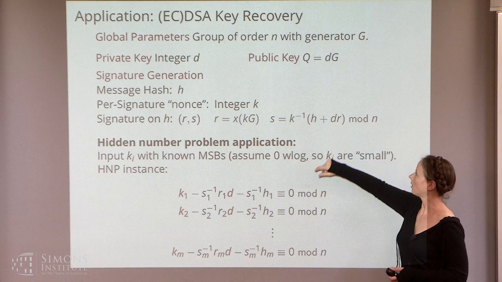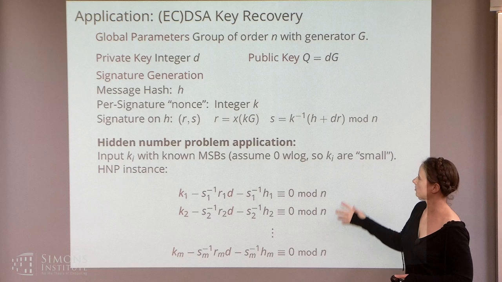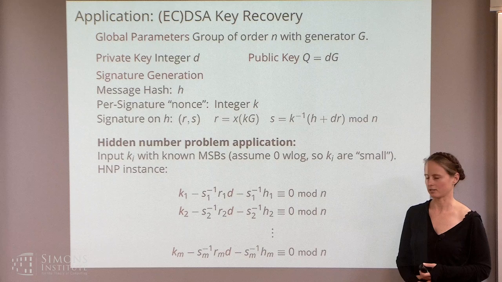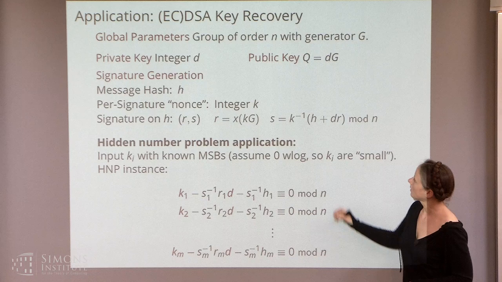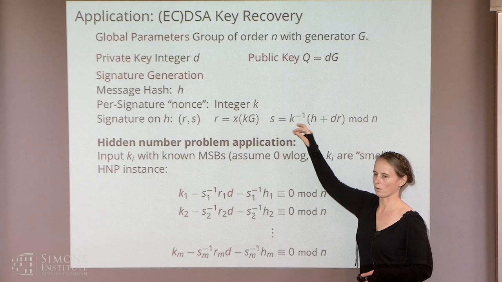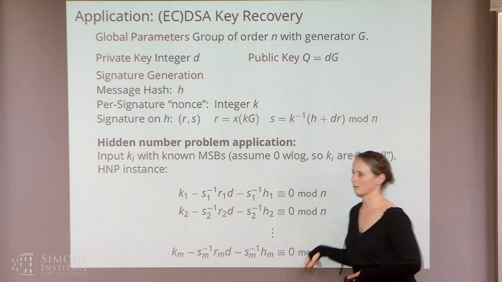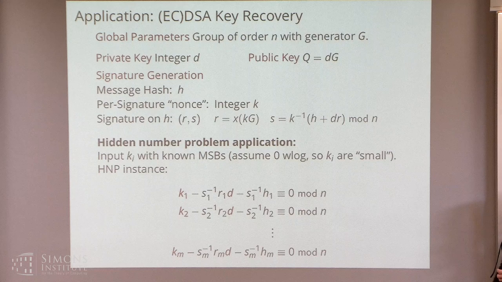And so you have some unknowns, which are here in your secret key. If you get a bunch of DSA or ECDSA signatures, you get a sequence of linear equations that maps exactly into the hidden number problem. So if somebody screws up in generating their signature nonces, or they reveal some of the most significant bits of their signature nonces, then we are exactly in this framework of applying the hidden number problem. And people use this all the time in practice for side channel analysis.